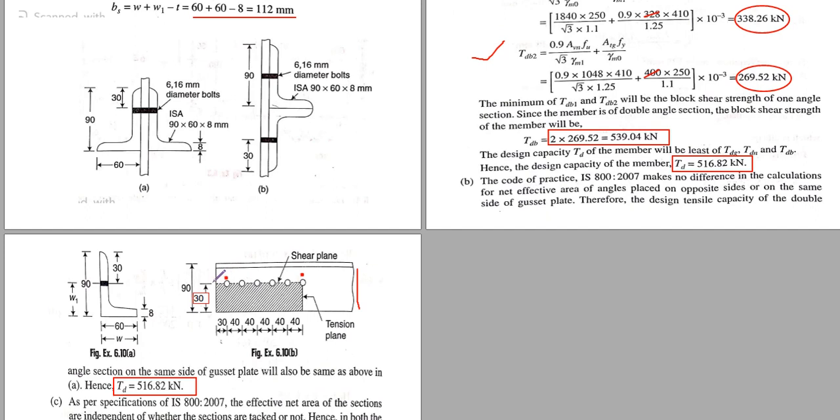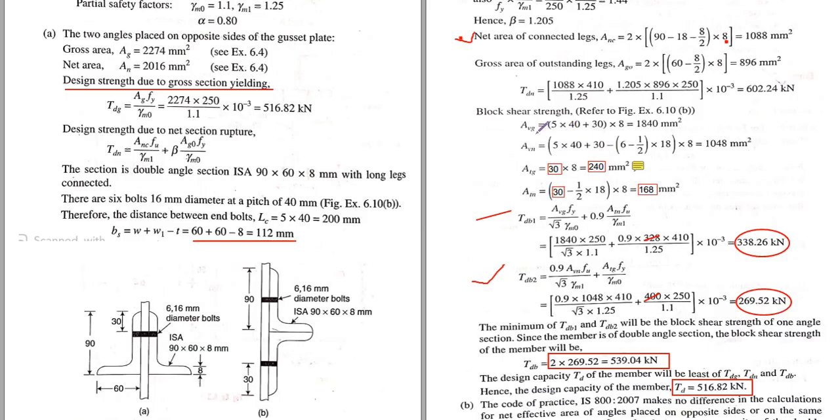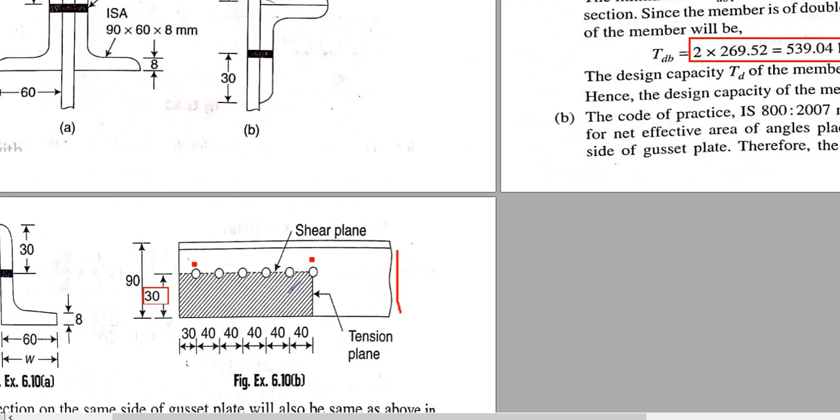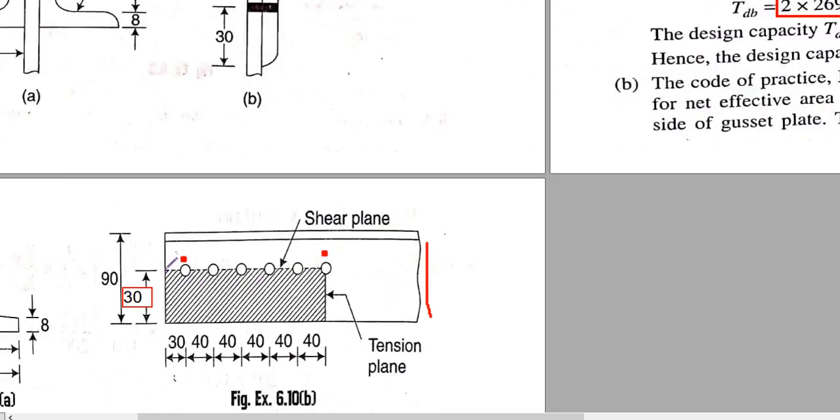So we have to find the gross area of the shear plane, and net area of the shear plane, and gross area of the tension plane, net area of the tension plane. So 4 areas should be found. Now in case of Avg, it is from this point to the center of this bolt. If I zoom it, from this point to the center of these bolts, what will the distance be?